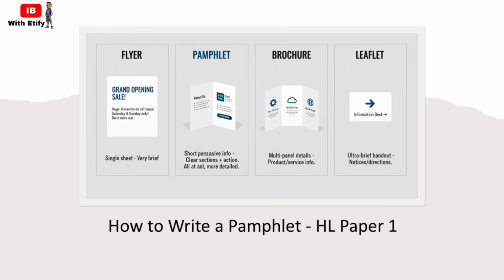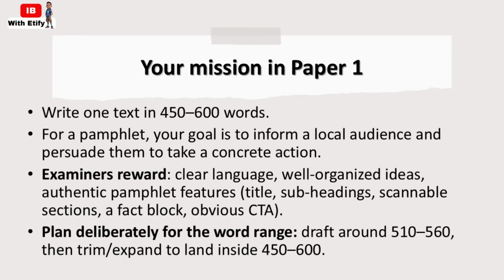In paper 1, you write one text of 450-600 words. If you choose a pamphlet, your job is to explain a local issue clearly and guide readers toward a specific next step. Markers look for 3 things: clean, accurate language, ideas arranged in a logical sequence, and recognizable pamphlet features. That means a purposeful title, guiding subheadings, short sections that are easy to follow, a compact block of key facts, and a clear call to action.